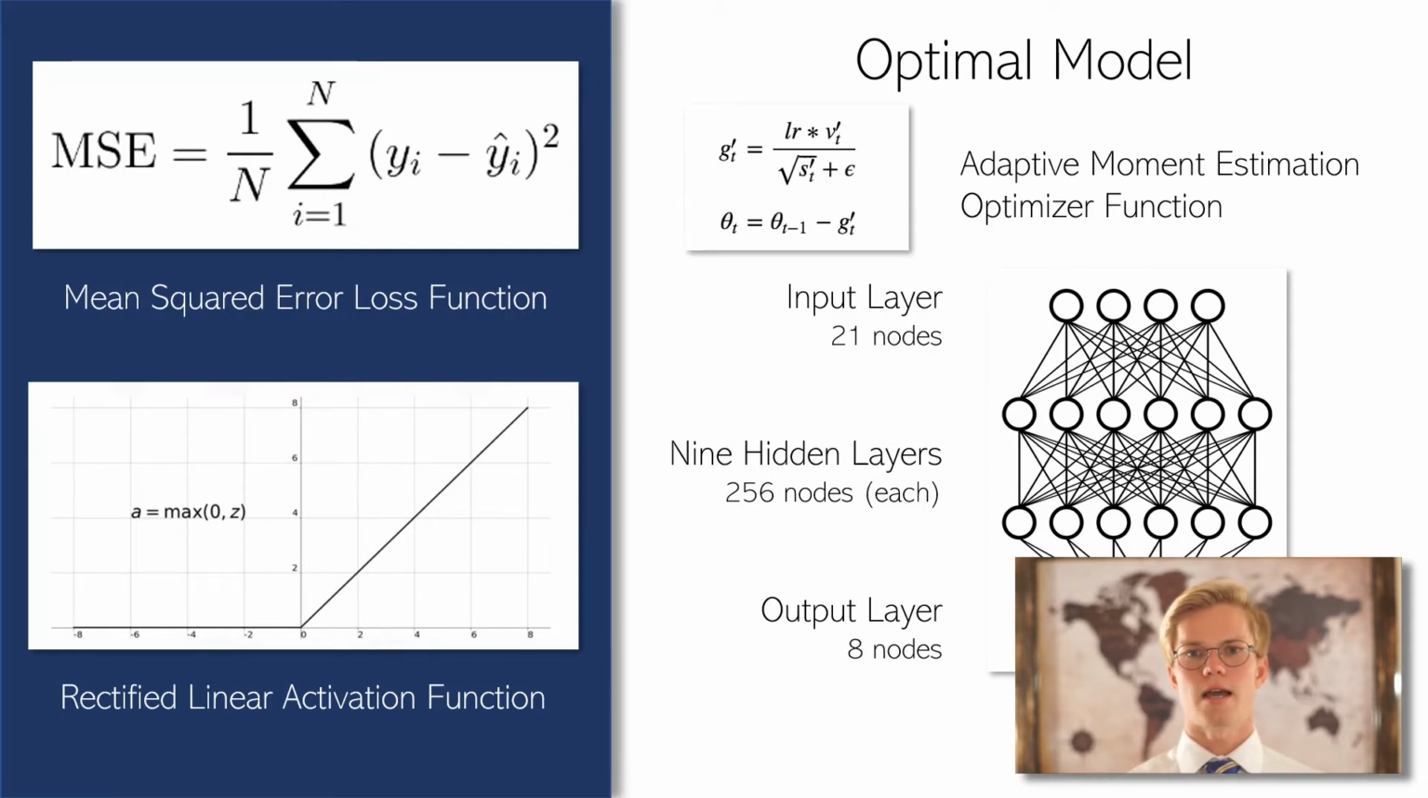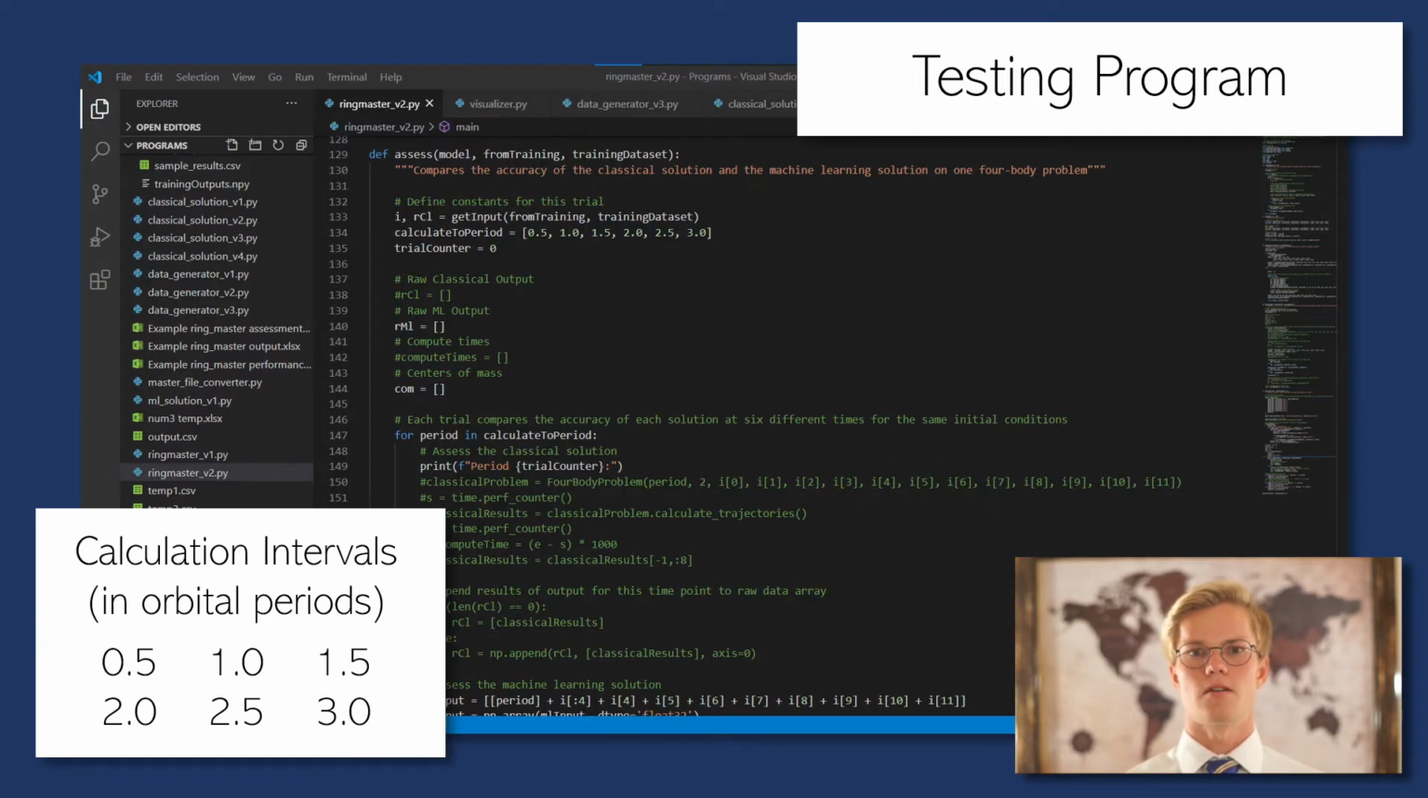After training the model, it had to be tested. This could not be done in the Google Collaboratory workspace, so the model's weights were exported in a checkpoint file. Then, I wrote a custom program to evaluate accuracy. The program solved a 4-body problem with both the classical method and the machine learning method, and then calculated how far from the classical solution the machine learning solution diverged, at 6 time intervals.